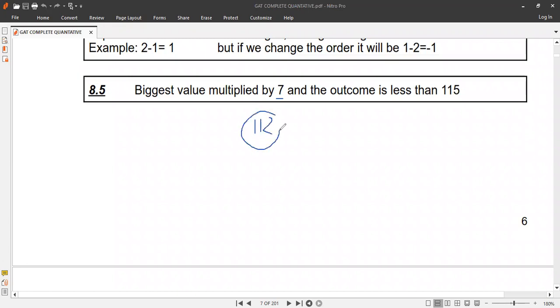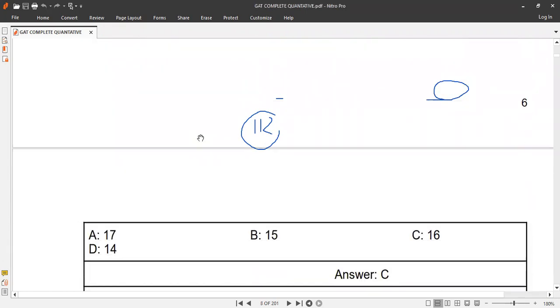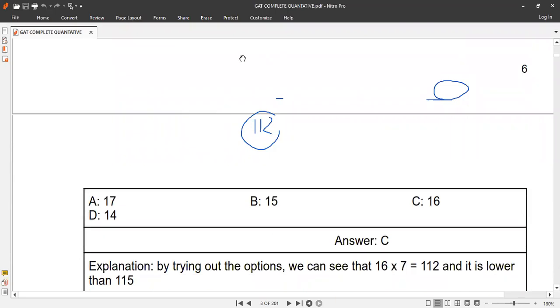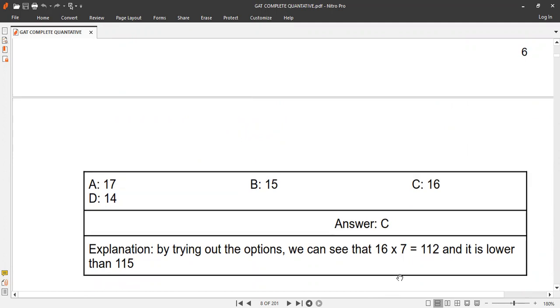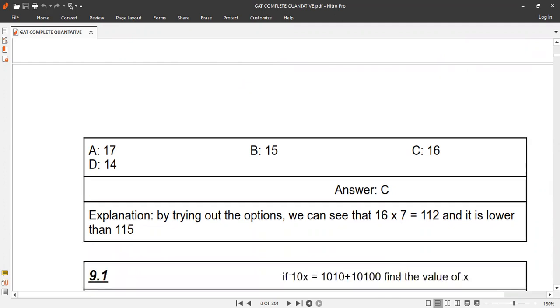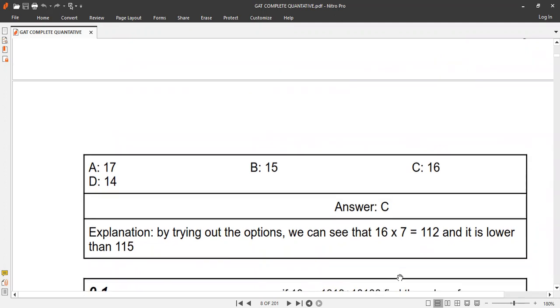If you add another 7, because you will try 17, 17 by 7, you will have 119. But I want the value which is less than 115. So the answer is 16, C. So as I said, by trying the options, we can see that 16 multiplied by 7 is 112, which is lower than 115. If you try 17, it will exceed 115. So we stop here.